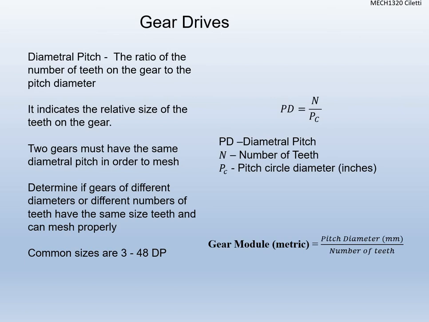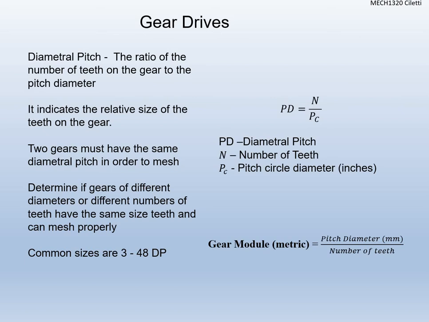So the PD, that's the diametral pitch. We're going to take the number of teeth divided by the pitch circle diameter. Very important test question here: two gears must have the same diametral pitch in order to mesh. I promise you that will be on a test. Two gears must have the same diametral pitch in order to mesh. And you want them to mesh so that we have maximum power transfer.